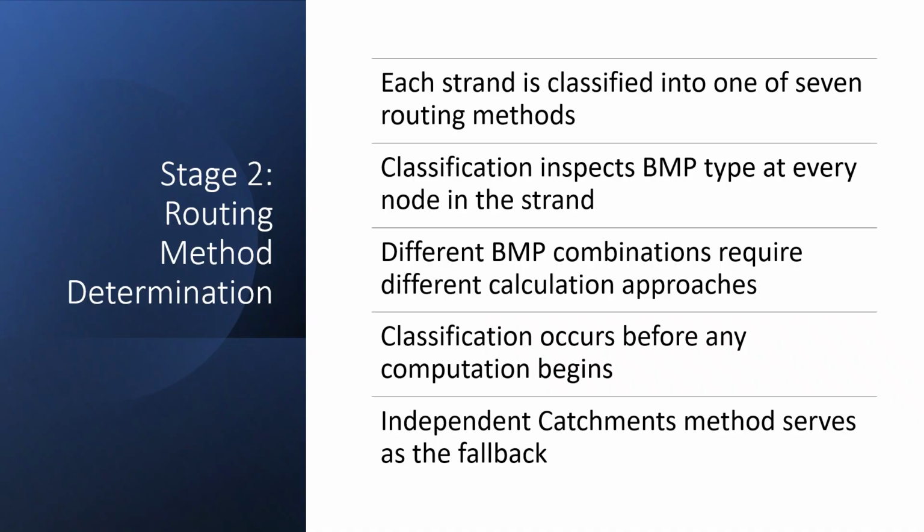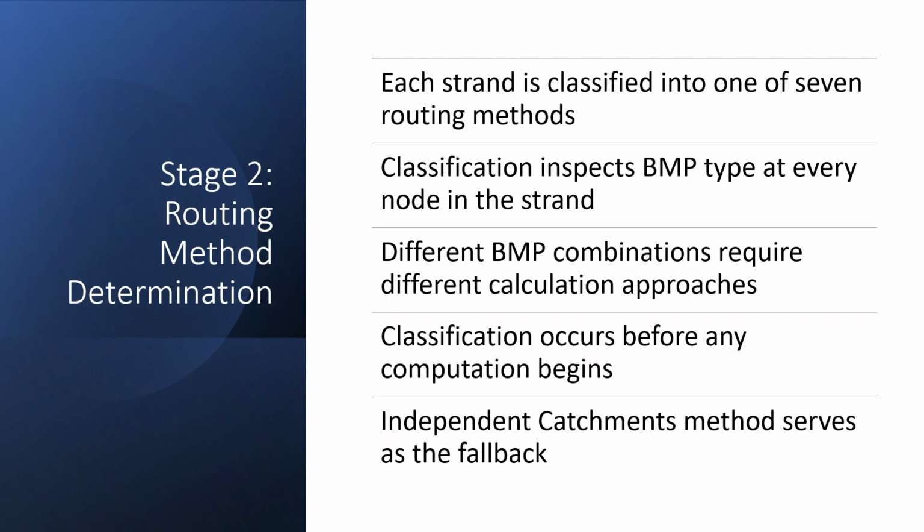Before any calculations begin, BMPFast inspects every node along a strand to determine which types of best management practices are present. Based on that inspection, the strand is assigned one of 7 possible routing methods. Those 7 methods include retention in series, detention in series, no treatment to detention, no treatment to retention, independent catchments, and 2 additional methods that handle edge cases. Getting this classification right is absolutely critical, because each method triggers a fundamentally different calculation procedure downstream.